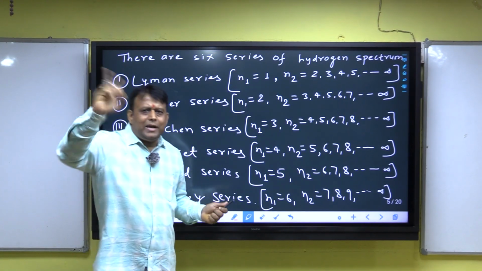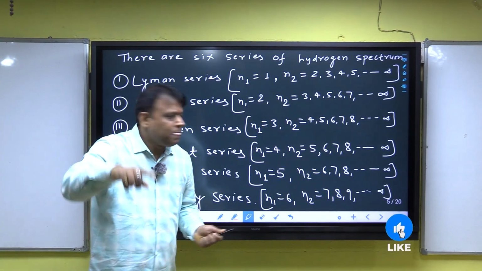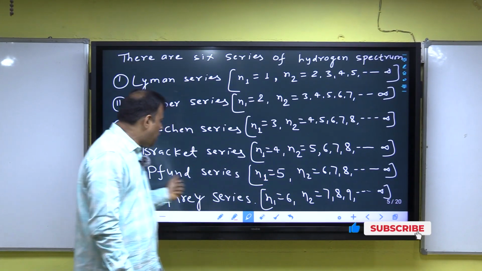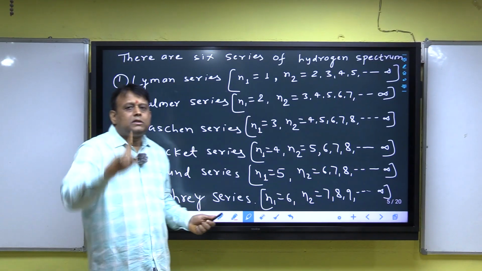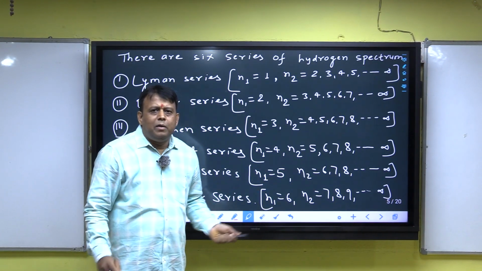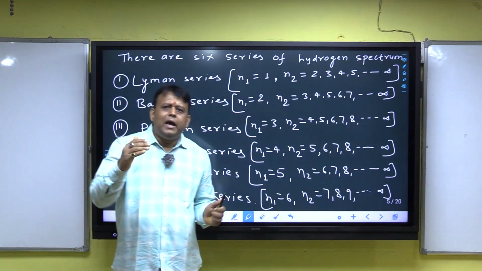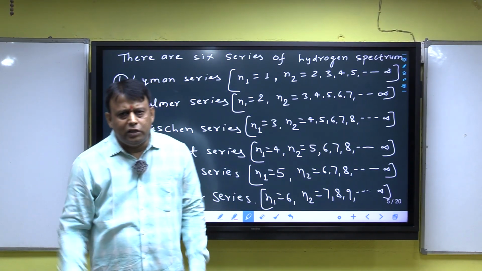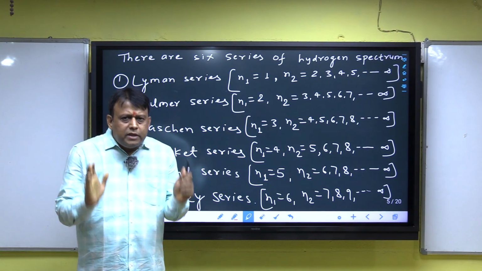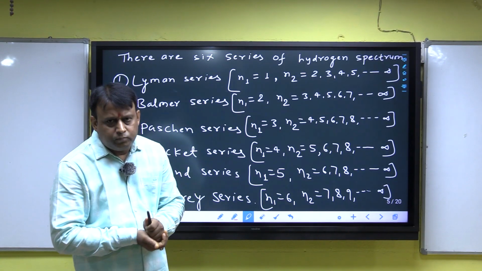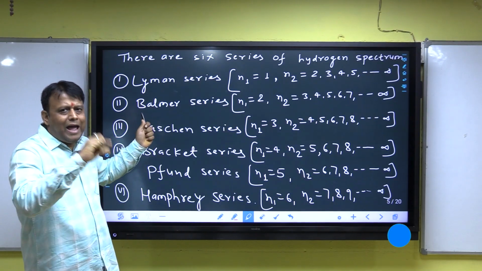Pfund series: some higher orbit to the fifth orbit, that means 6 to 5, Pfund. N1 is always fixed at 5 for the Pfund series, but N2 is 6, 7, dot, dot, dot, infinite. Humphreys: some higher orbit to the sixth orbit. For the Humphreys series, N1 is always 6 and N2 is 7, 8, 9, dot, dot, dot, infinite. And these are the names of the series of the hydrogen spectrum. I will explain one by one in the diagram.